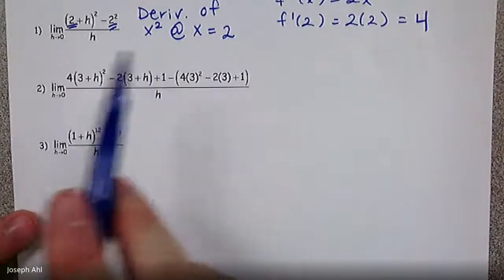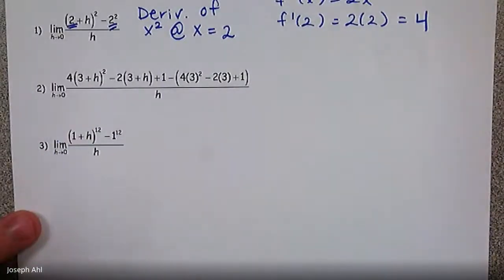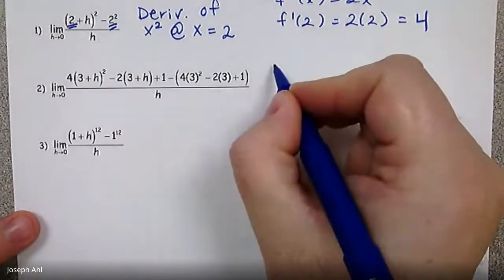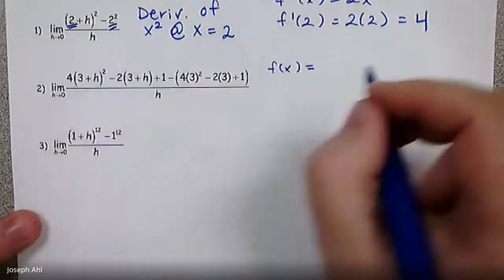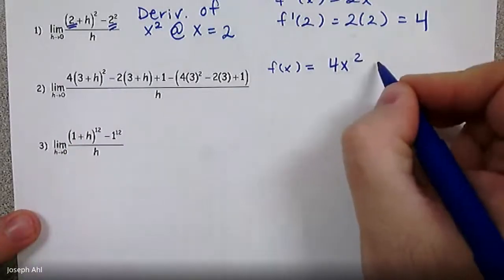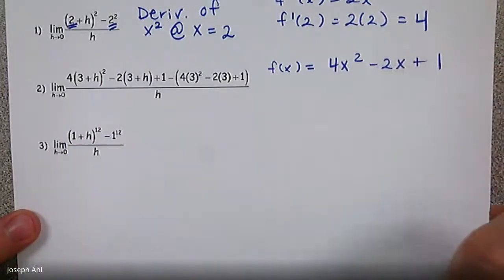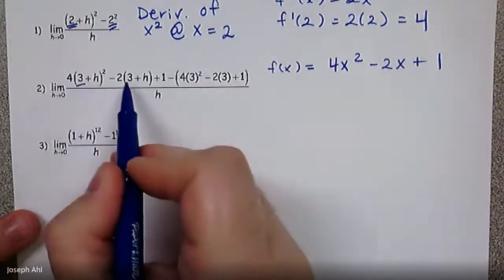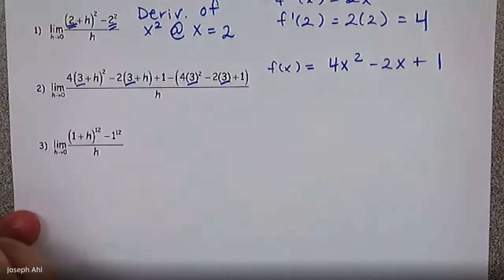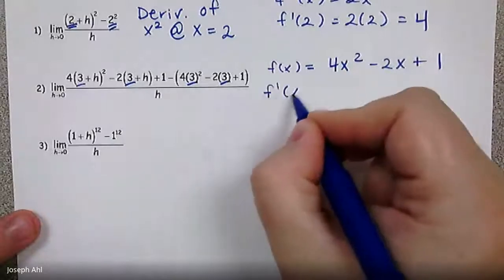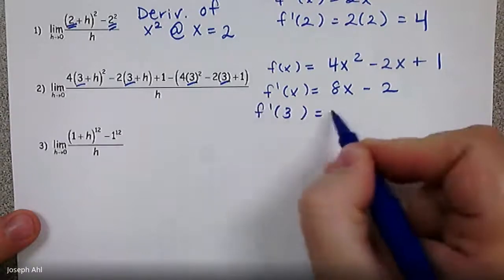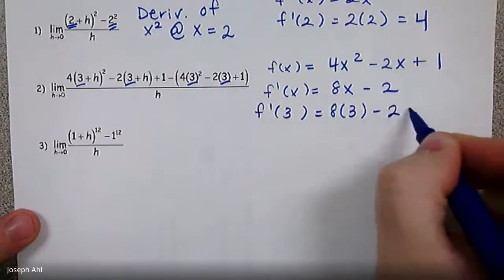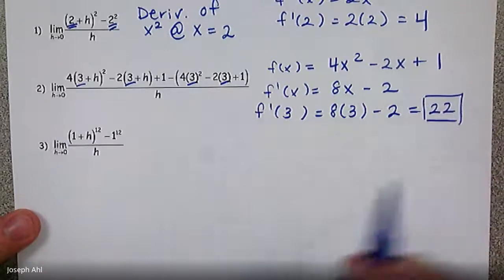Similarly for number 2, could we do some algebra and eventually evaluate that limit as h goes to 0? Of course, but it's going to be much quicker to recognize that the original function that we're trying to find the derivative of, it would be for this quantity, just call it x squared minus 2x plus 1. And we're finding the derivative at x equals 3. So f prime of x would be 8x minus 2. And therefore, f prime of 3, well, 8 times 3 is 24, minus 2 is 22.